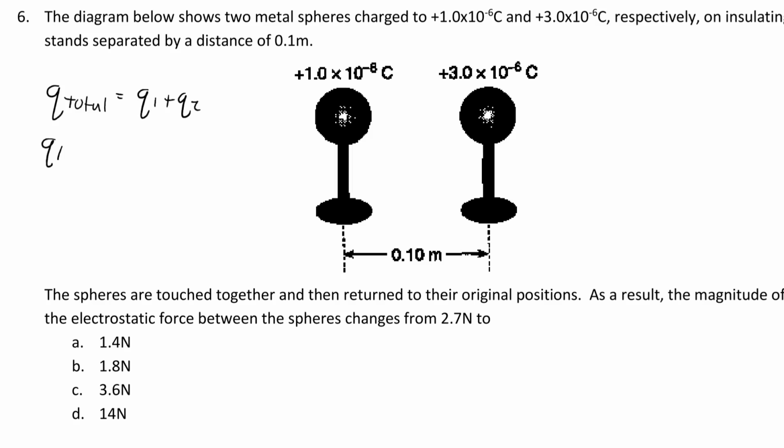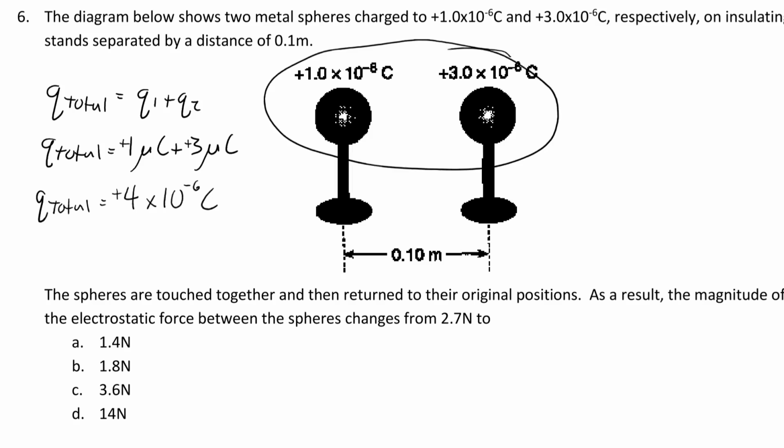So the total is equal to 1 microcoulomb plus 3 microcoulombs. I'm just being lazy. Micro is 10 to the negative 6, right? So Q total is equal to 4 times 10 to the negative 6 coulombs, or 4 microcoulombs. These are all positive. So that's the total charge for the system. When they're brought together, they're sharing that total charge, and this charge is spread out equally among both spheres.